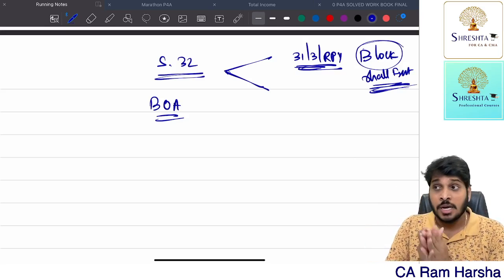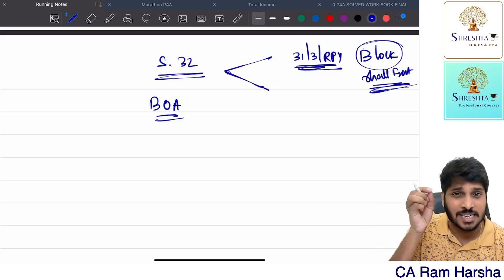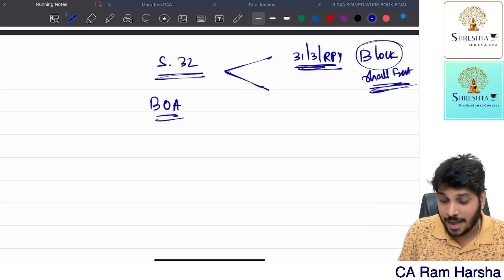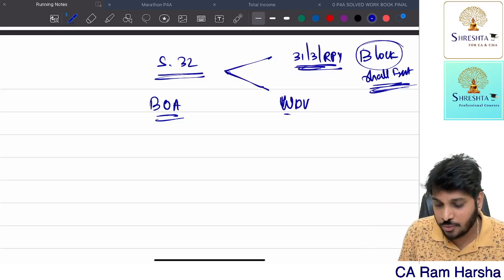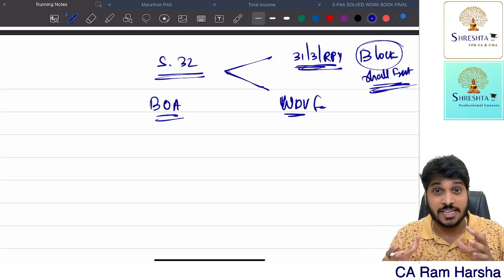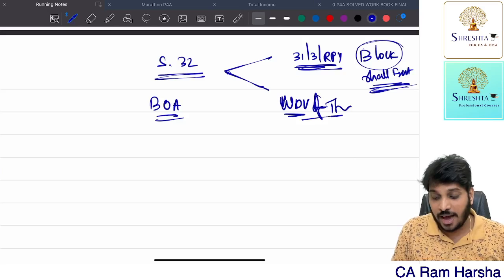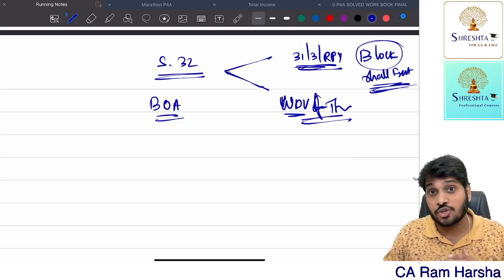I will come back to it. So there must be at least one asset in the block. Block should exist, and there should be WDV for the block. There should be written down value of the block. So the written down value of the block should also be existing.